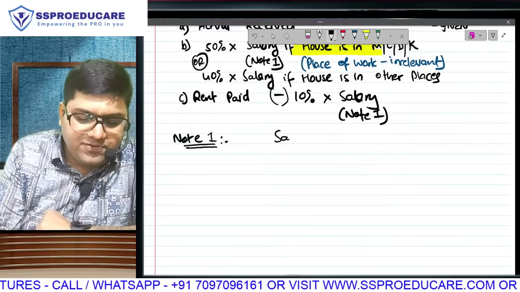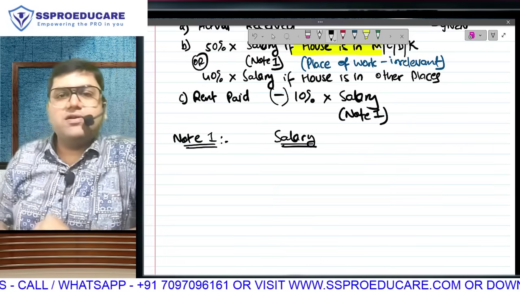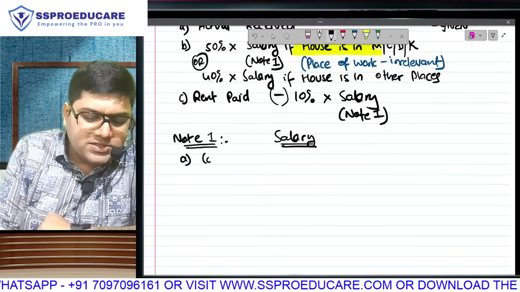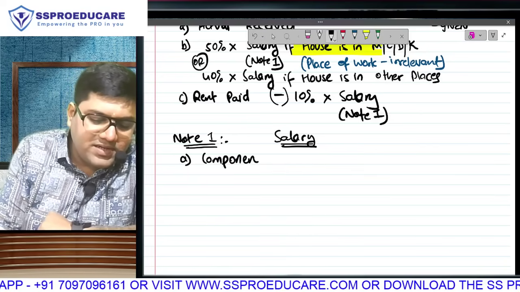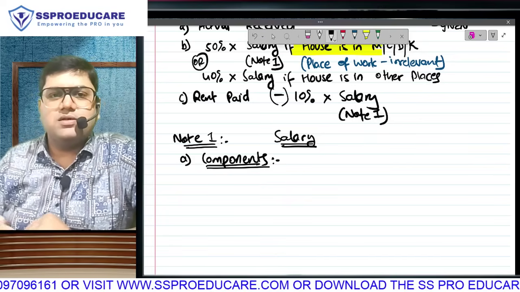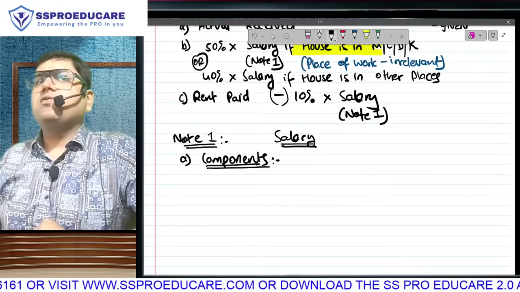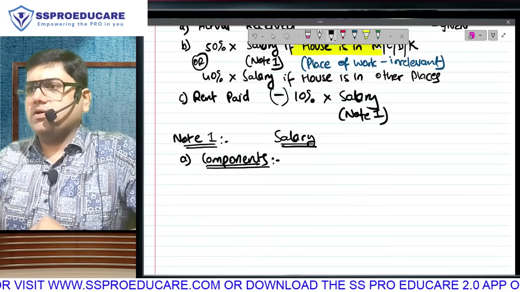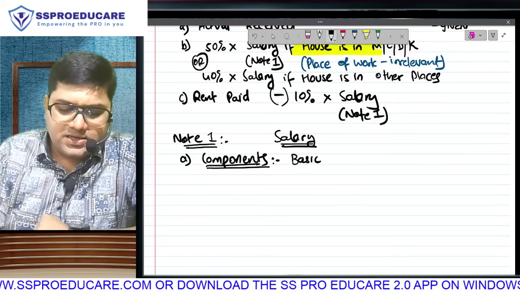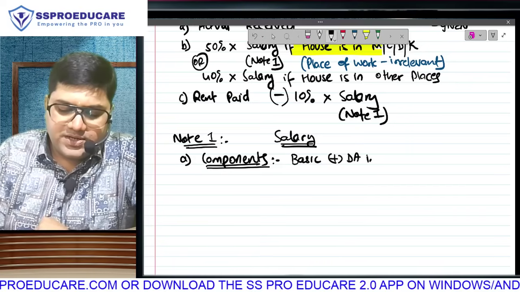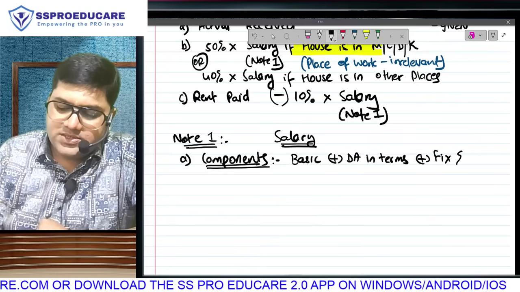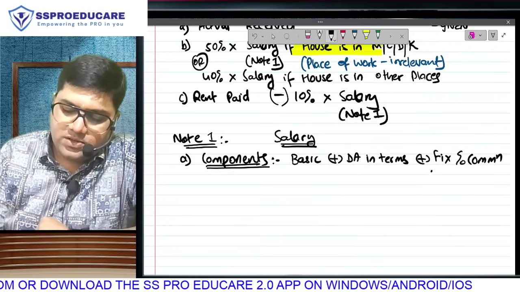In Note 1, we will be defining salary. Every time we take salary in any calculation, we will need two things: period and components. I am taking the components first because here the components are very easy, and I don't have much explanation about it. We have had a large discussion on these components before. When no other law is applicable, income tax always keeps it simple. They take basic salary plus DA in terms, and plus fixed percentage commission on turnover.